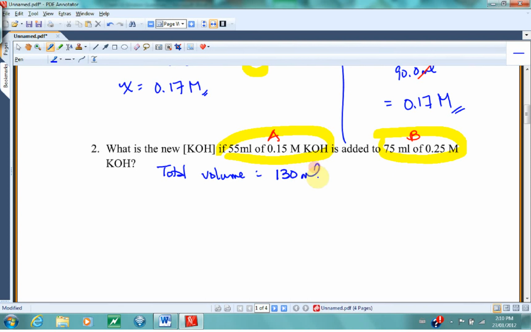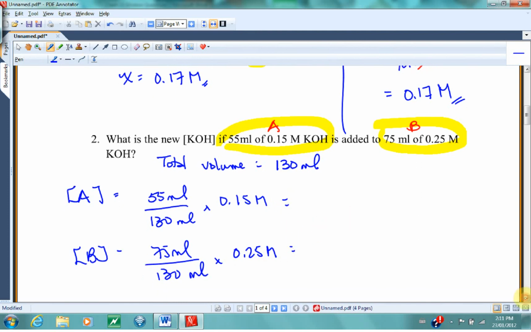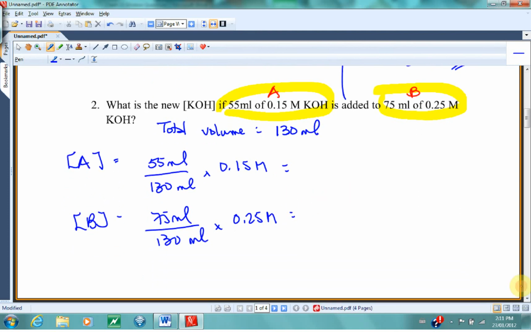So A is equal to 55 milliliters over 130 milliliters times 0.15 molar. And for B, we have 75 milliliters over 130 milliliters times 0.25 molar. We're going to find the quantities for that, and then we're going to add them together and find our final concentration.